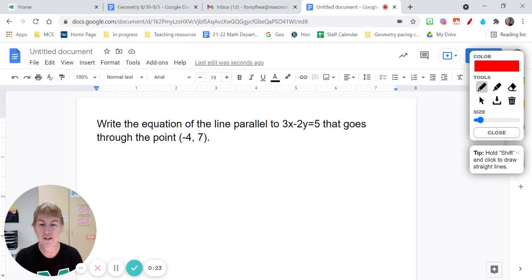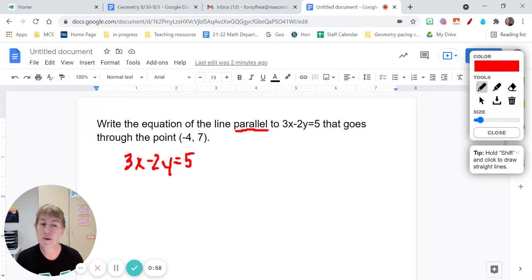I'm going to underline the word parallel. It's really important to note if you're doing parallel or perpendicular so that you get the right thing in place. If I want something parallel to this line, I know I need the same slope. And so my step one is to take this equation, which I'm going to write over here, 3x minus 2y equals 5. And I'm going to get it into slope-intercept form so I can very easily identify the slope.